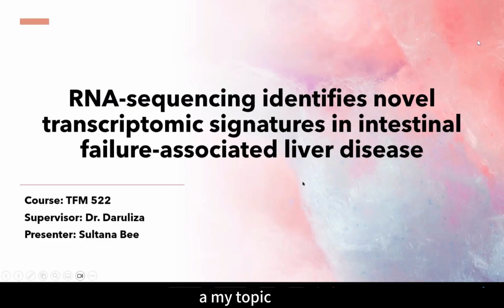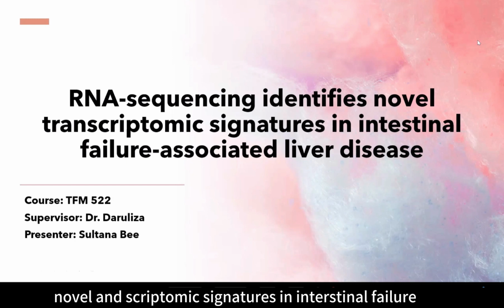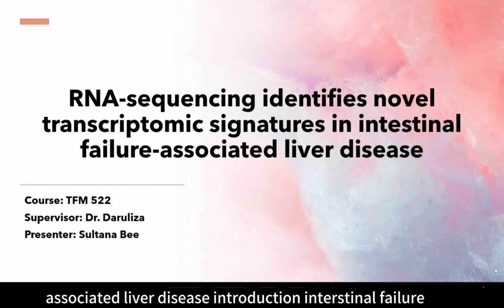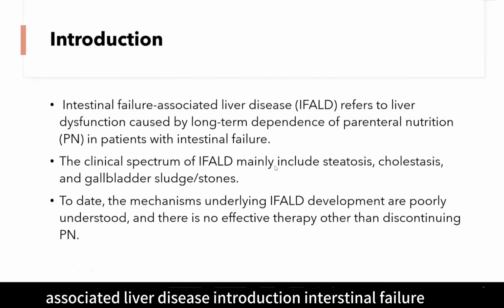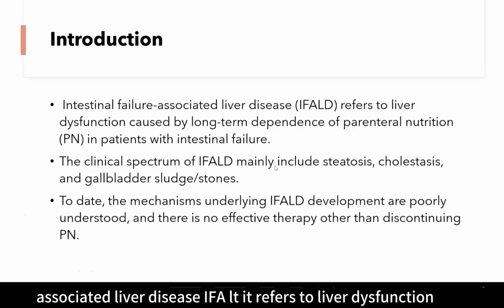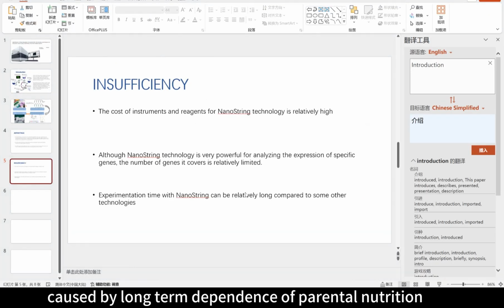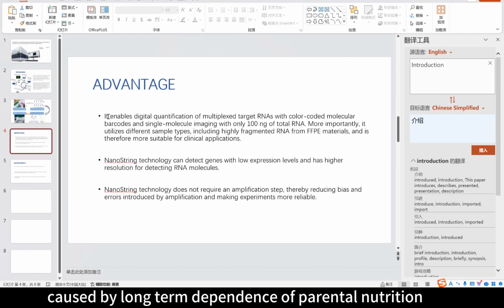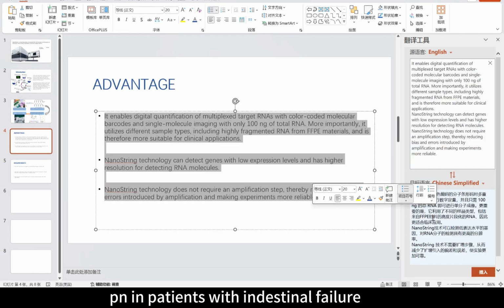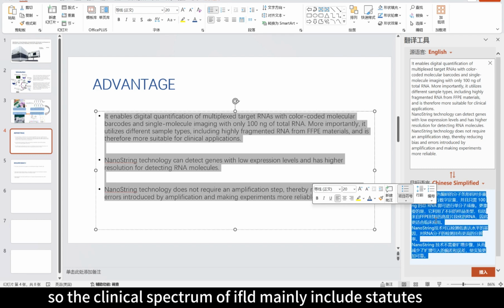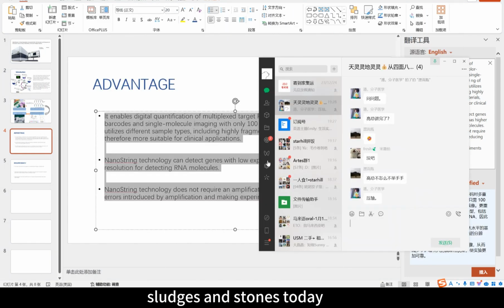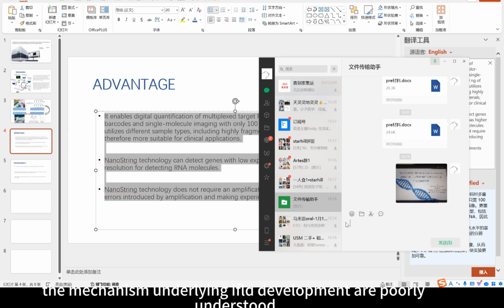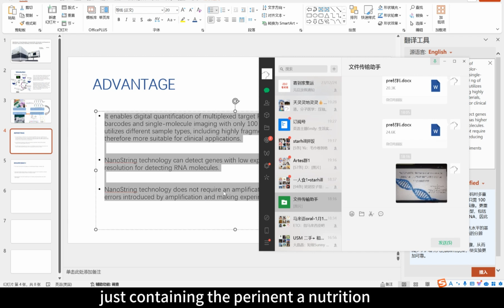My topic is RNA sequencing identifies novel transcriptomic signatures in intestinal failure-associated liver disease. Introduction: intestinal failure-associated liver disease, IFALD, refers to liver dysfunction caused by long-term dependence on parenteral nutrition, PN, in patients with intestinal failure. The clinical spectrum of IFALD mainly includes steatosis, cholestasis, and gallbladder sludge and stones. To date, the mechanisms underlying IFALD development are poorly understood, and there is no effective therapy other than discontinuing the parenteral nutrition.